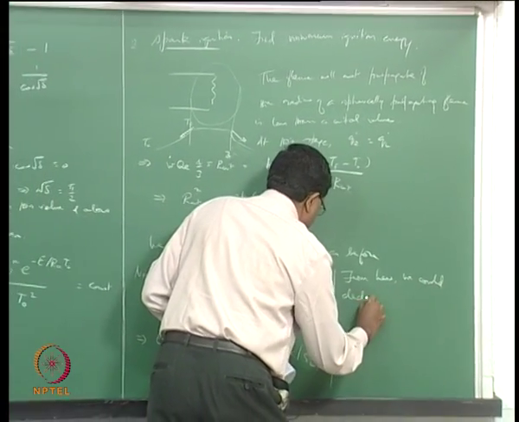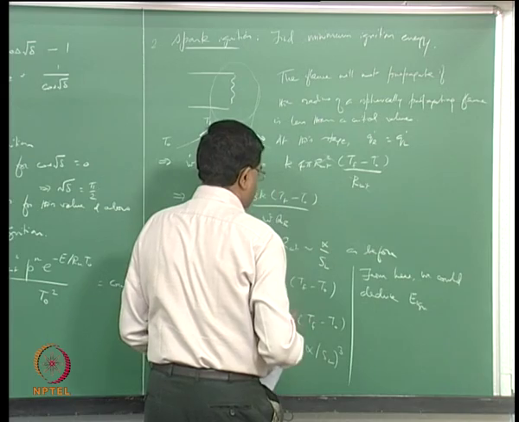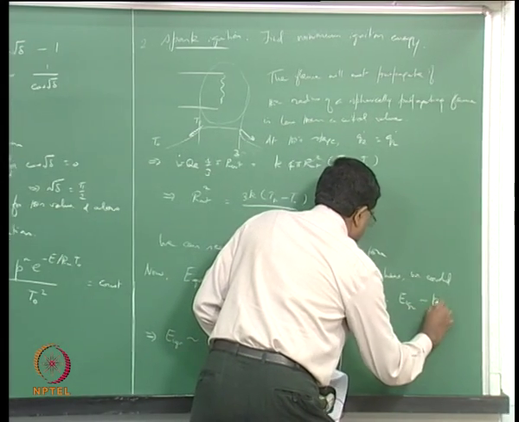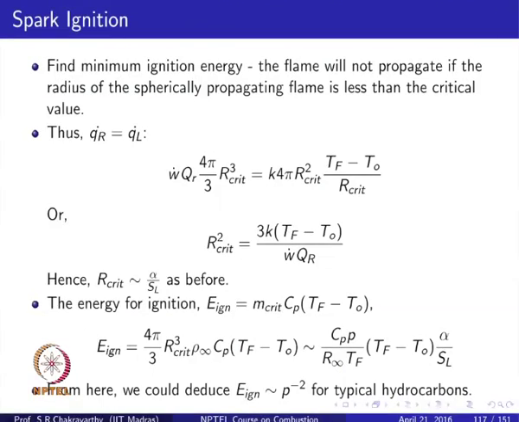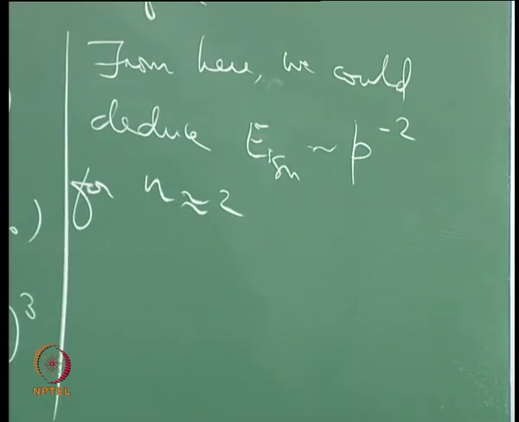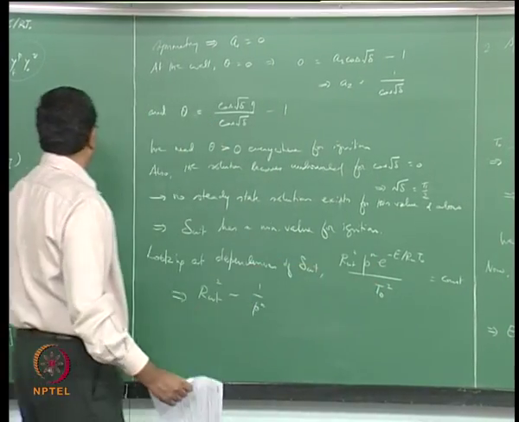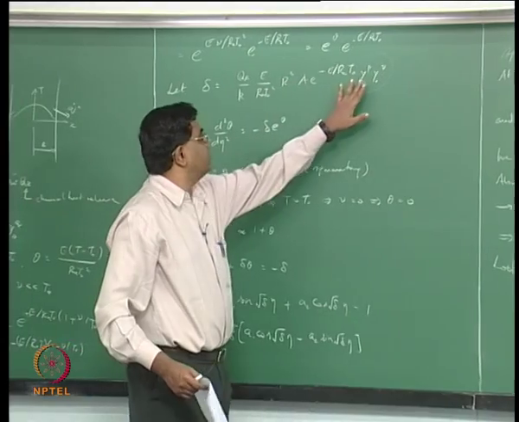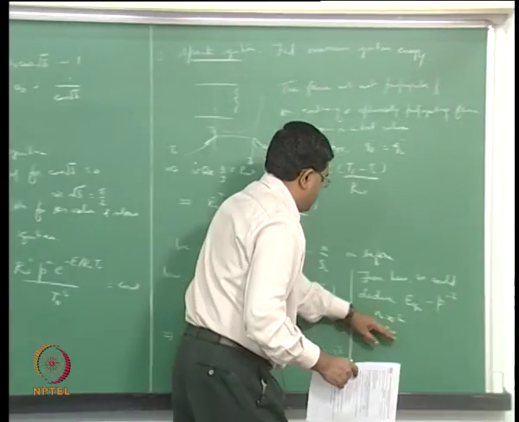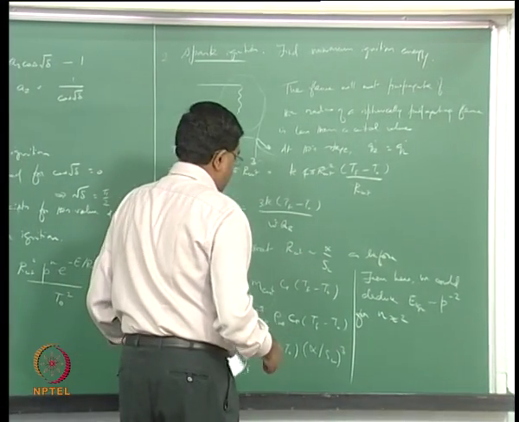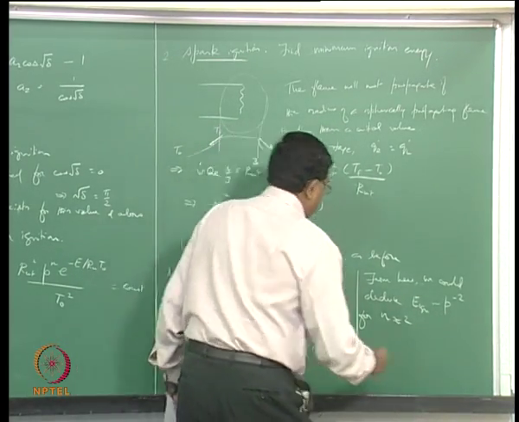we could deduce that E ignition goes as P to the minus 2 for N approximately equal to 2. This is for if you now go back here, you are talking about P to the N. N is the order of the reaction. That means if you are now looking at a global reaction with a law of mass action like this, it is essentially P plus Q, right. So N equal to 2 is the order of the reaction. If you now plug that in there for the SL dependence on pressure, you should now get this, taking other pressure dependences in this expression into account, and this is for typical hydrocarbons.